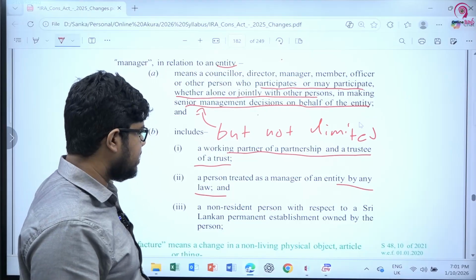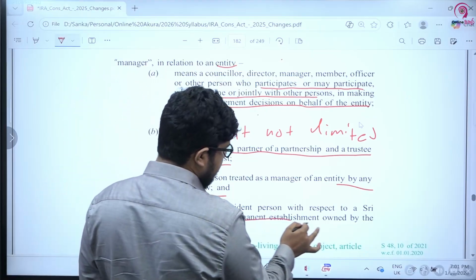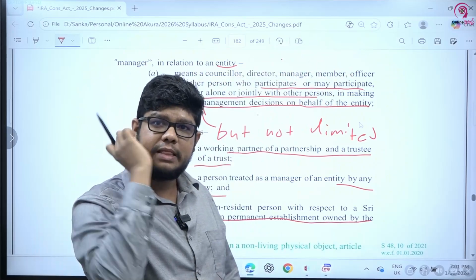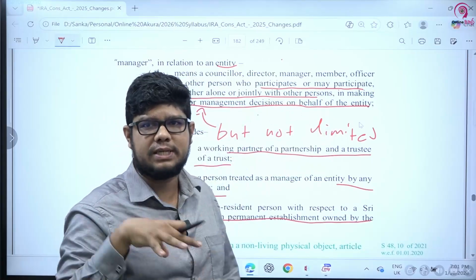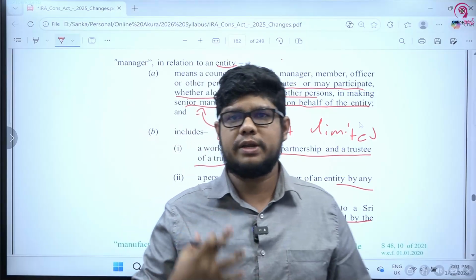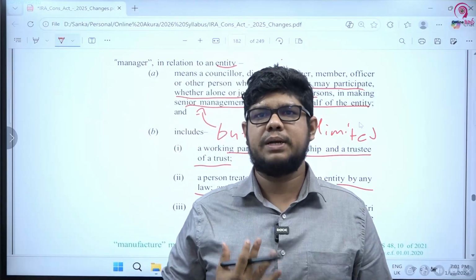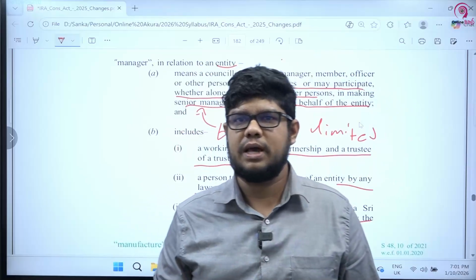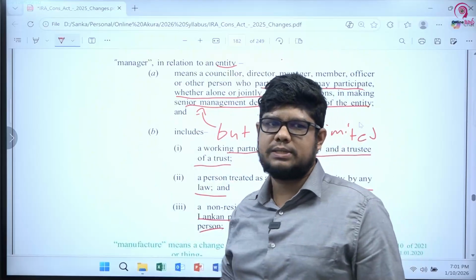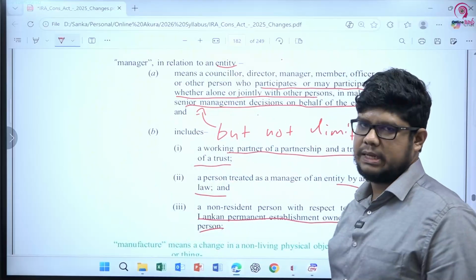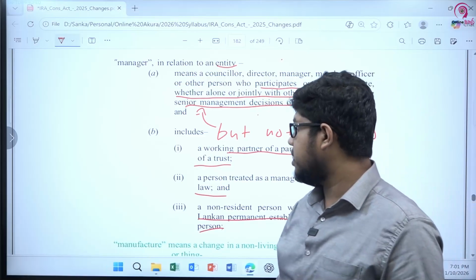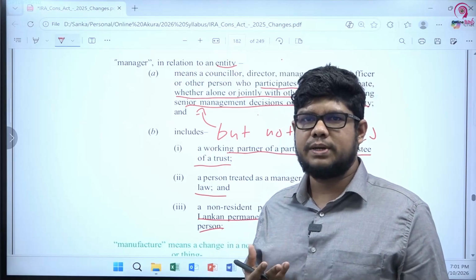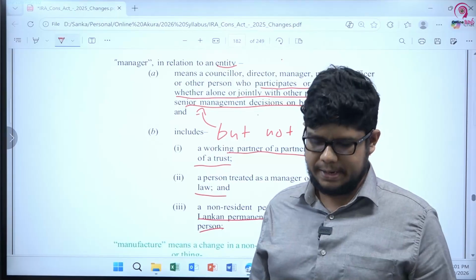A non-resident person with respect to a Sri Lankan permanent establishment owned by the person. So a foreign person, a non-resident person, might be doing business in Sri Lanka through a branch office, which we call a Sri Lankan permanent establishment. Foreign companies are having branch offices in Sri Lanka. Then that foreign person is treated as in employment, right? So this is the definition for manager. If the person becomes a manager, that person is treated as being in employment, right?